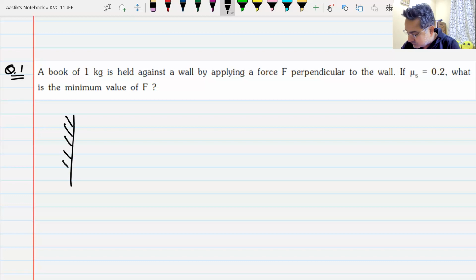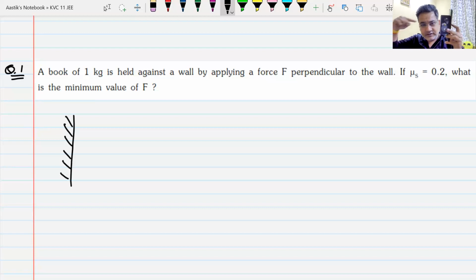This is the wall against which the book has to be held. It's a very simple question. The book has to be held against the wall. How am I going to hold the book against the wall? This is the wall. Smooth. This is the book. I have to hold it.